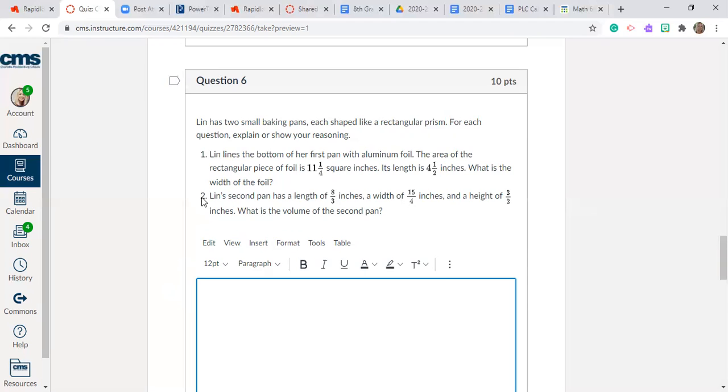Okay, question number 2. Lynn's second pan has a length of 8/3 inches, a width of 15/4 inches, and a height of 3/2 inches. What is the volume of the second pan? So volume is a key term here. Remember your formula for volume. And then that will tell you what you need to do with these 3 numbers. Go ahead and pause and do the work.